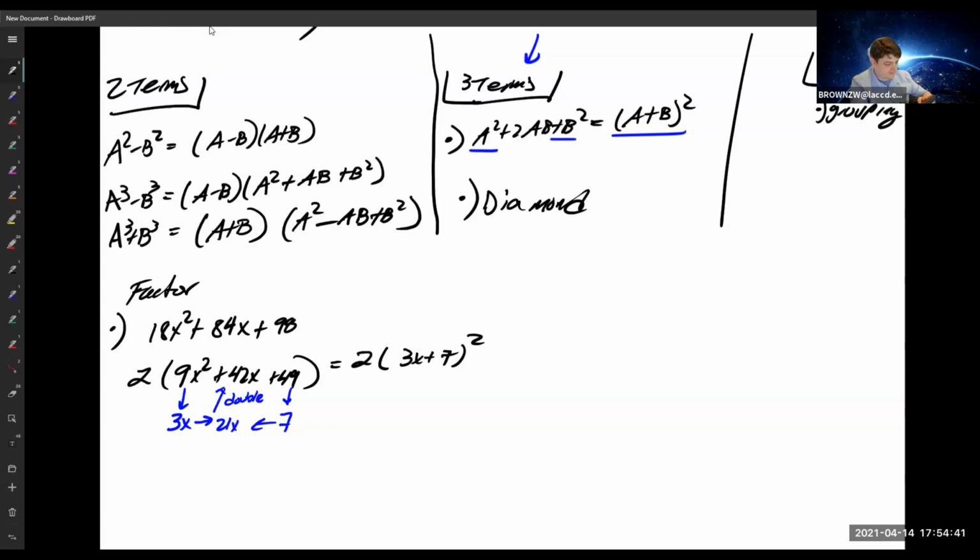Questions on this example, anybody? All right, let's do one more.